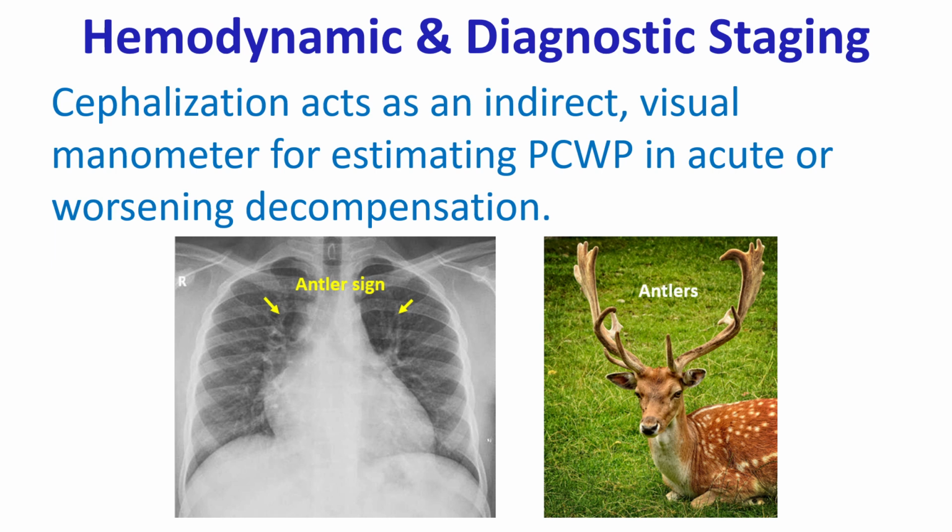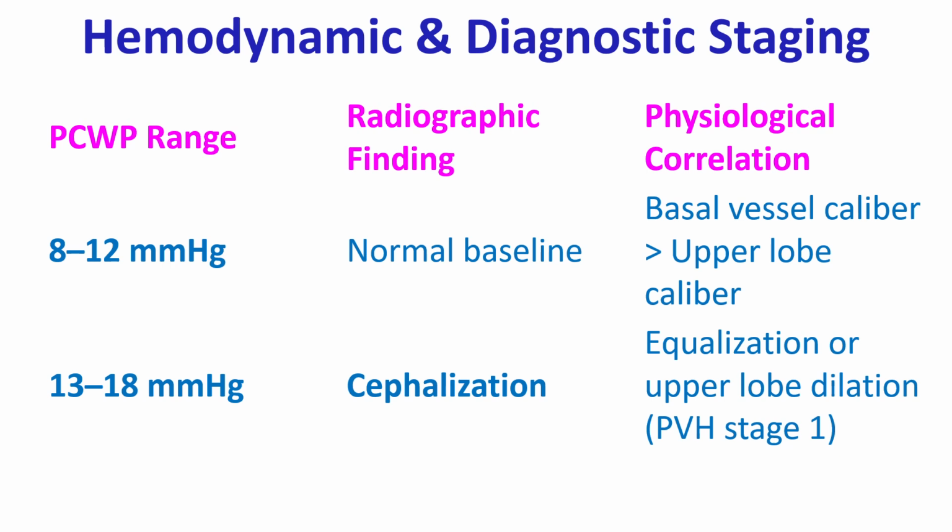Cephalization acts as an indirect visual manometer for estimating pulmonary capillary wedge pressure in acute or worsening decompensation. Pulmonary capillary wedge pressure of 8 to 12 millimeters of mercury is a normal baseline. Basal vessel caliber is more than that of upper lobe caliber. 13 to 18 millimeters of mercury: cephalization, equalization or upper lobe dilatation. Pulmonary venous hypertension stage 1.